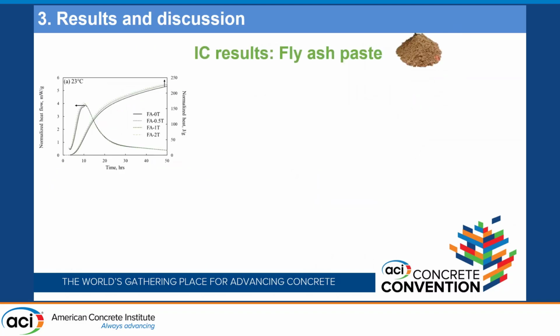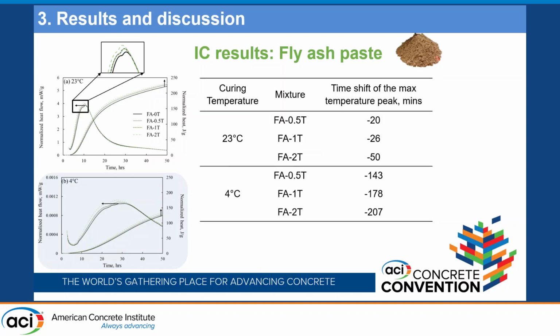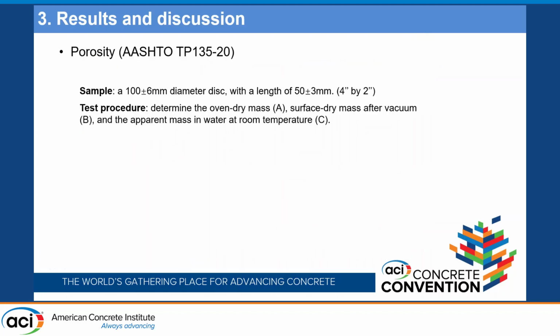When we look at the fly ash containing paste, we see a very similar behavior at both room and low temperature, and you can see the relative shifts. They are a little bit higher than they were in the case of plain concrete. So the conclusion is that if you are using nanomaterials, the acceleration that you get in the systems that contain fly ash is even more significant than it is in the case of plain concrete. Next, we look at the porosity of the material.